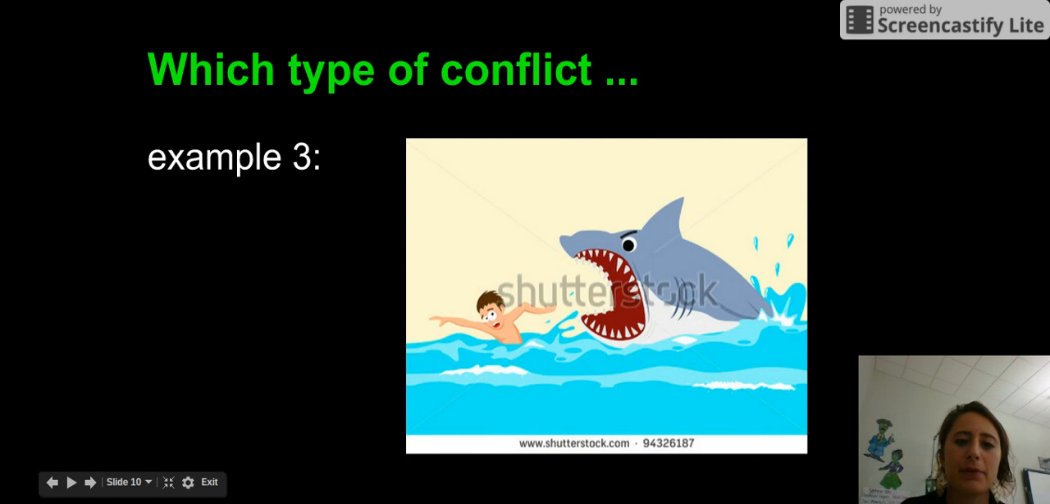In example 3, what type of conflict is this person having right here? This conflict is person versus nature. This seems really tricky because it's a shark, which doesn't really seem part of nature. But if the person causing the conflict isn't another human being, and if it's not all of society, then things like animals, even if it's a dog or something, we all consider that part of nature. So this shark that's causing a conflict for this guy right here, that is person versus nature.